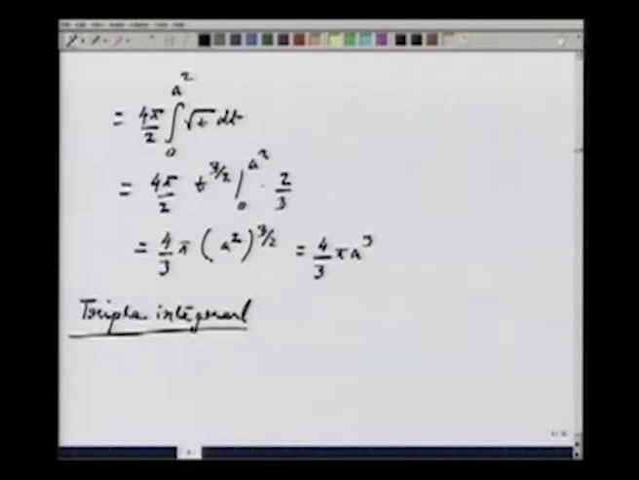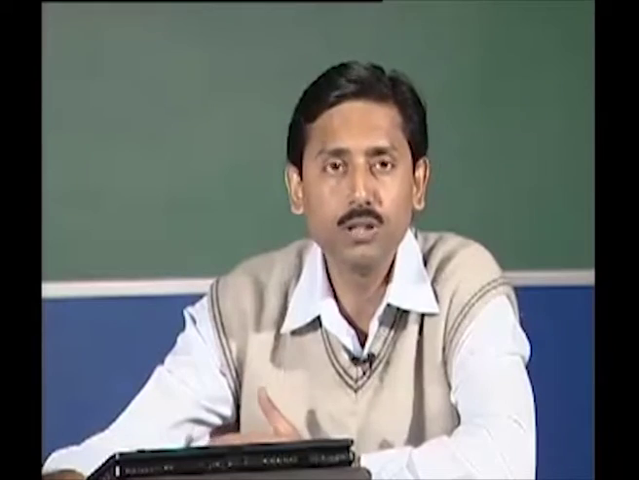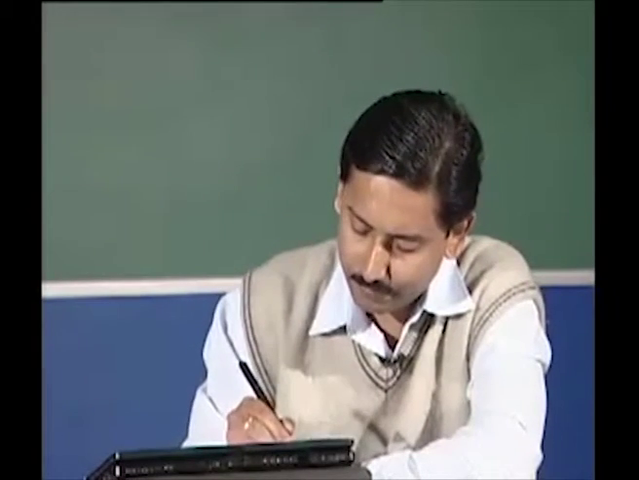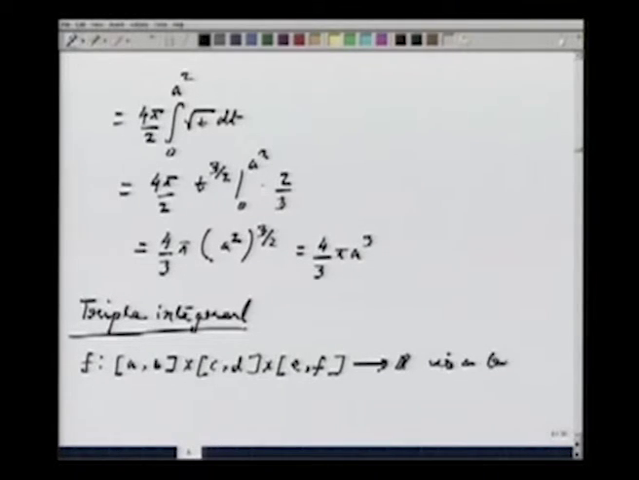So in the case of one-dimensional integral, we started with intervals. In two-dimensional integrals, we started with rectangles. In this case, we are going to start with cubes. So suppose f is a bounded function on the cube [a,b] cross [c,d] cross [e,f].